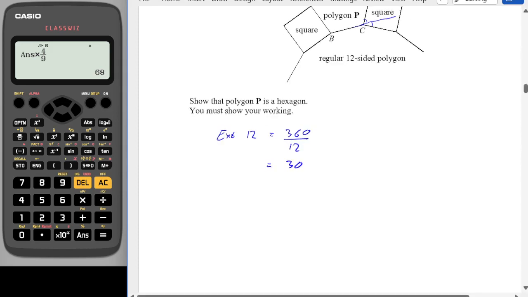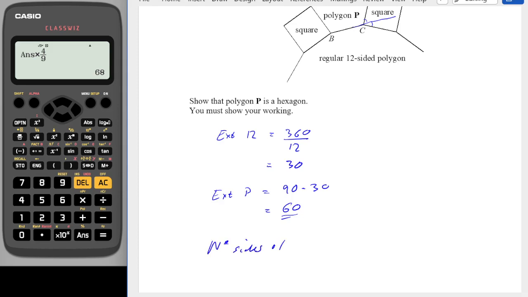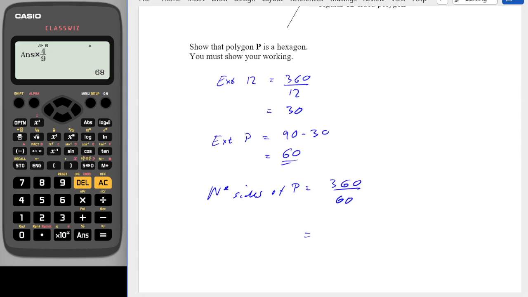So the exterior angle of P is going to be equal to 90 minus 30, so it's going to be equal to 60 degrees. So the number of sides of P is going to be equal to 360 divided by 60, which is going to be equal to 6. So P is a hexagon.